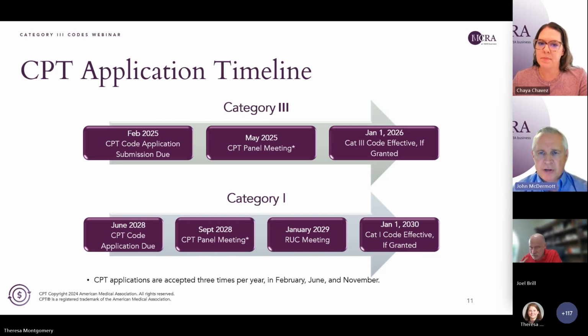And Joel, we have a question. What percentage of Category 3 codes have you seen are approved? Oh gosh, I'd say that in the last 5-6 years or so, more and more Category 3 codes are getting approved. Obviously, not all get approved, but the approval rate does seem to have increased in recent years.